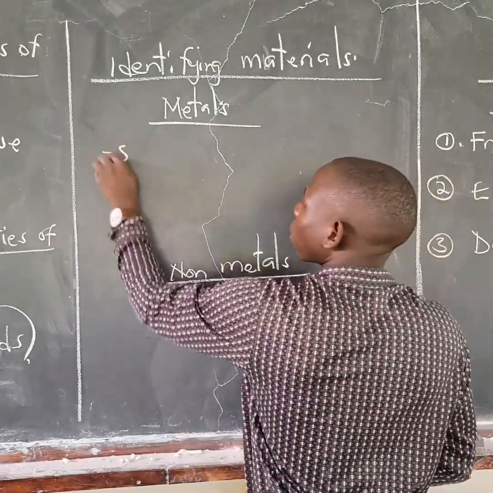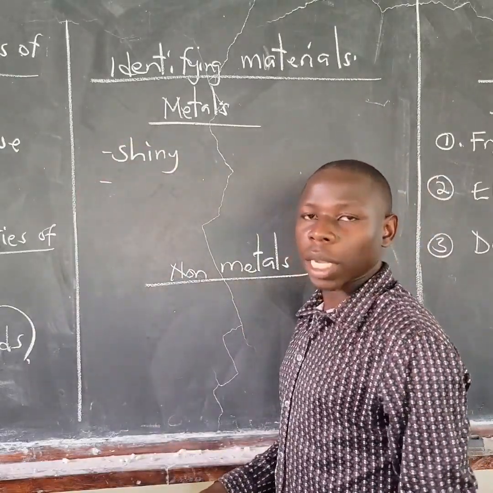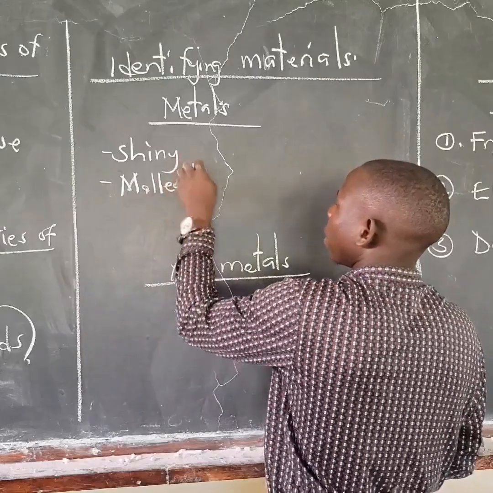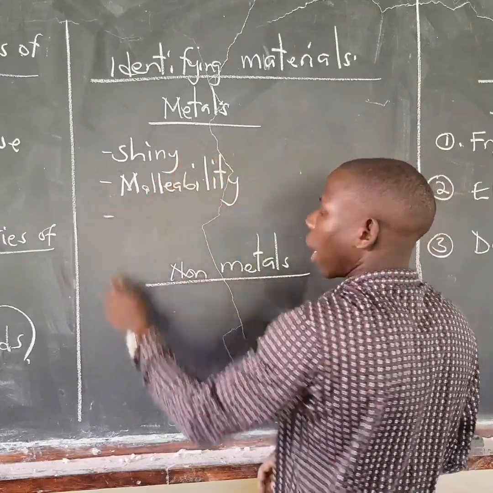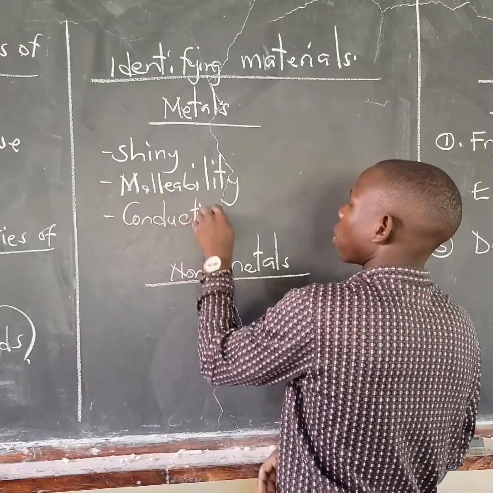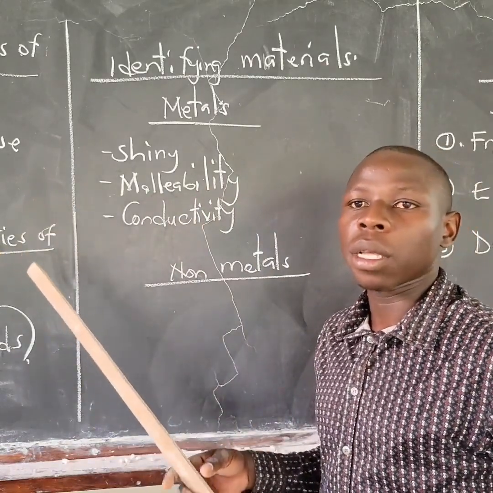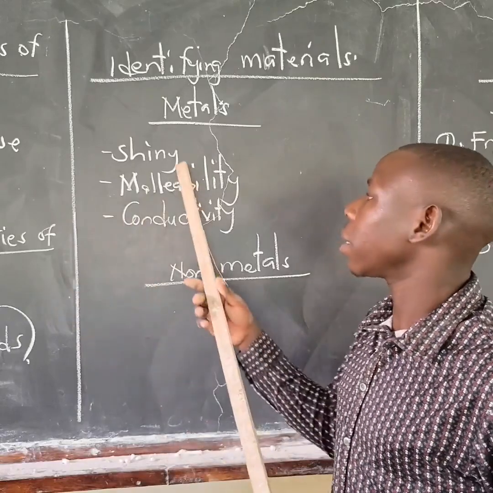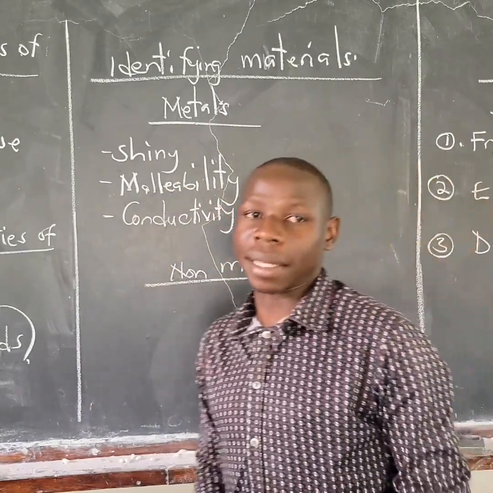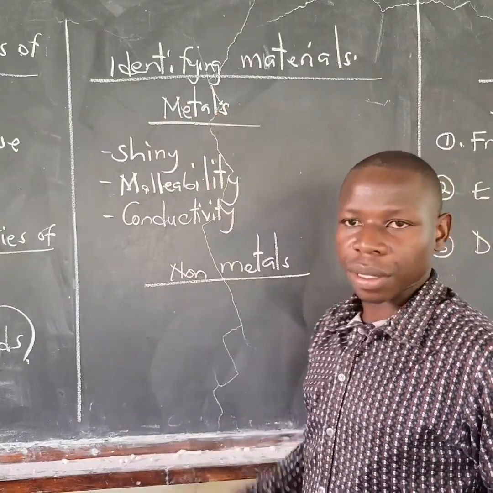We shall look at shiny, we shall look at durability, and we shall look at conductivity. We shall have to identify different materials to see whether it is shiny, whether it is malleable, or it conducts heat or electricity. We are starting with metals.